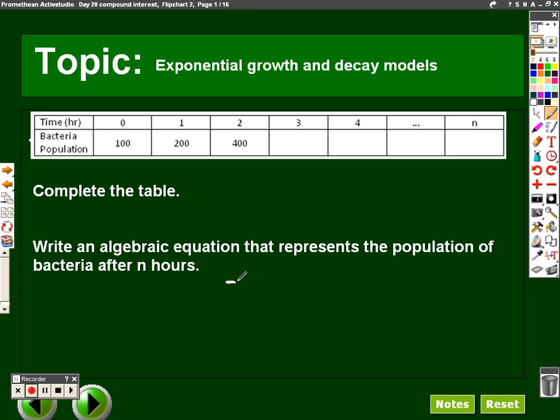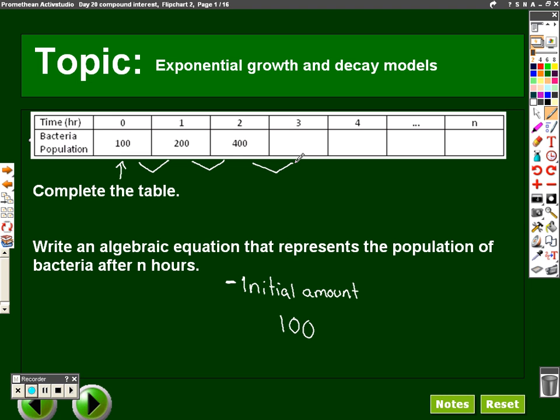Hopefully you're thinking right now, I think we had to know where it started, the initial amount. We also needed to know what. So here our initial amount, when x is 0, y is 100. So our initial amount is 100. We started with 100 bacteria. And then we also need to know what? What was this?